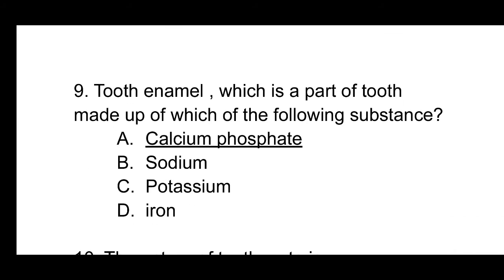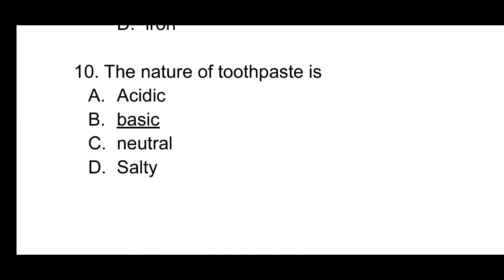Tooth enamel, which is a part of the tooth, is made up of the following substance. Tooth enamel is made up of calcium phosphate. So see here, next question. The nature of toothpaste is basic.